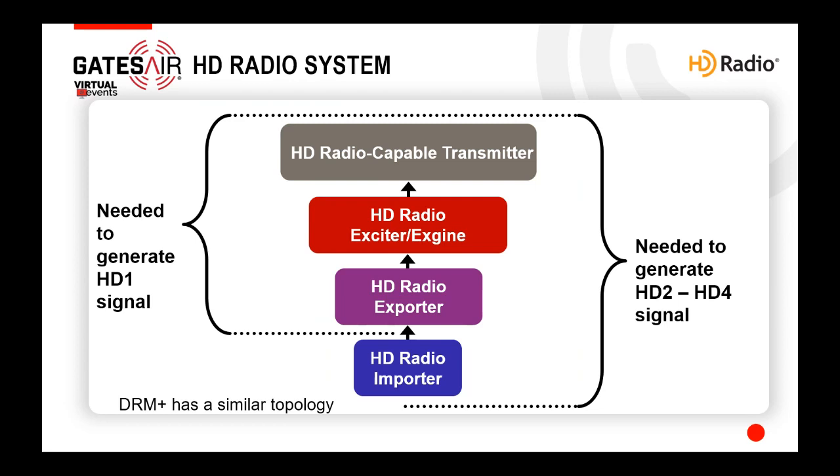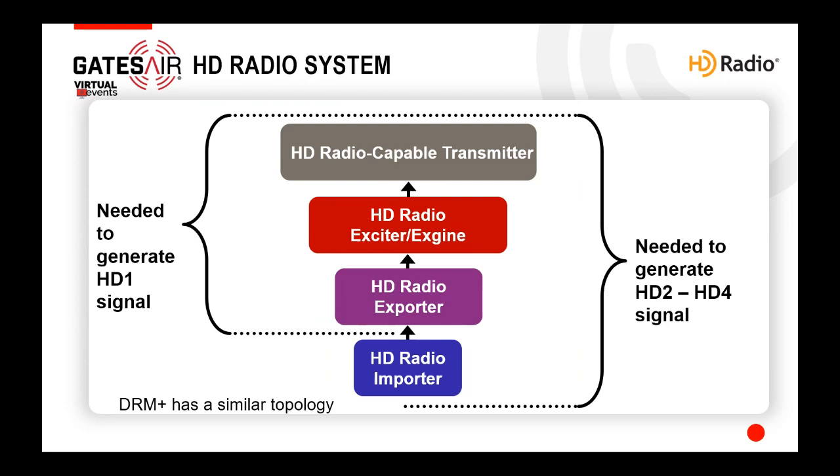Now, DRM has a similar topology. In that case, it's referred to as a content server instead of an importer or exporter, but the functionality is very similar. It takes data inputs and audio inputs and multiplexes them into a transport stream.